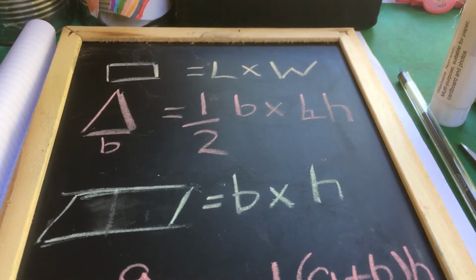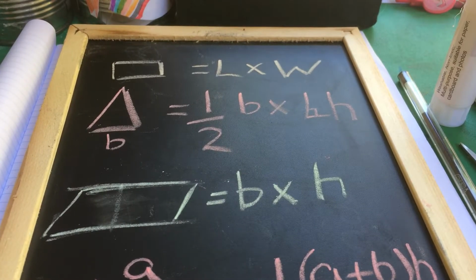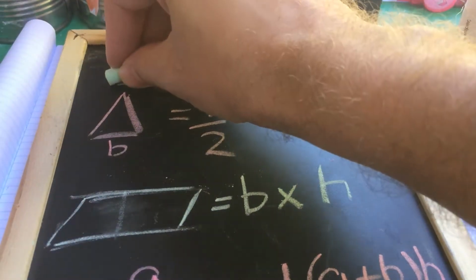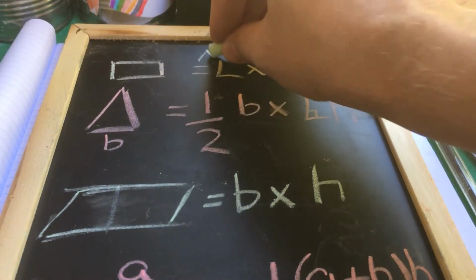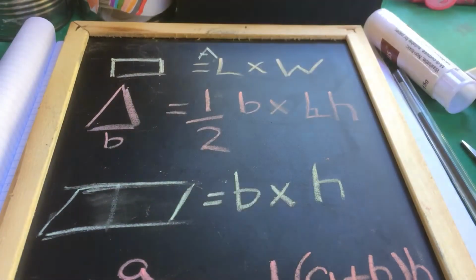I'm doing a video for my Year 7s and my Year 8s on area of different polygons. So the first one we're going to look at is a rectangle. We're going to look at the area there, which is the most straightforward one, length times width.